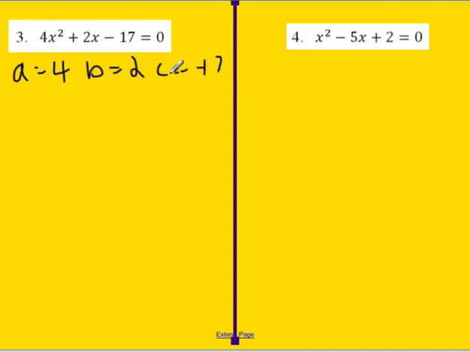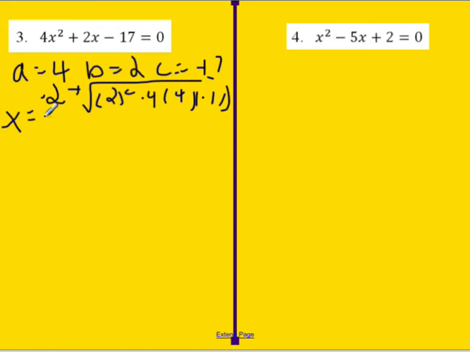Okay, so now let's plug it into the quadratic formula. So x is equal to the opposite of b plus or minus the square root of b squared minus 4 times our a times our c. Remember, this initial 4 is always in the equation. And then all of that, there should be a minus and a -17, is over 2a.